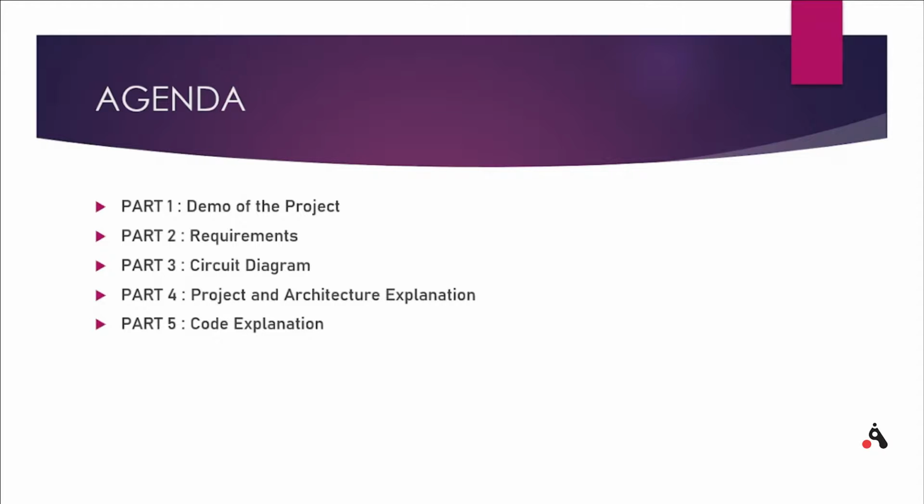I will discuss the following in this session. In the first part, we'll show you the demo of this project, and in the next part I am going to show you the requirements, that is, the required components and the software needed. In the third part, I will show you the circuit diagram, how I created it and how you will assemble all your parts to create this project. In the fourth part you will see the project architecture, how the SMS alert system and the fire detection are working in this project. And at last we are going to see the Arduino code which I have written for this project.